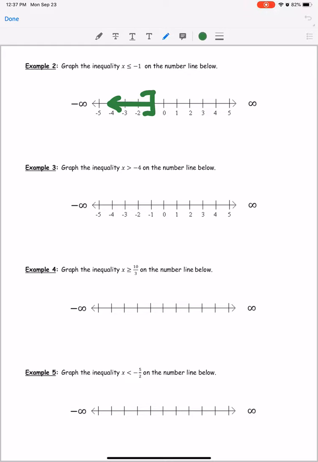Example 3, we're at -4 and it's pointing to the right. So at -4, pointing to the right, it's pointing the same way that it's pointing. And because it has nothing underneath it, this gets a parenthesis.